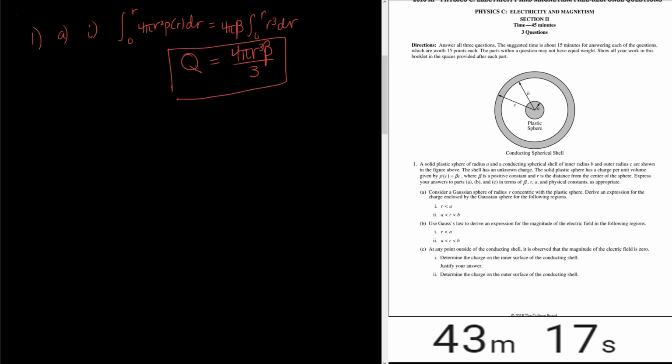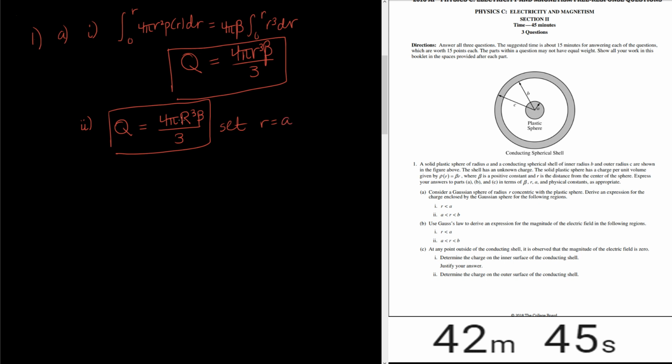This is going to be our expression for the charge contained for part I. For part II, we have r between A and B. Between A and B, there's actually no charge, it's just air. So what we can say is set r to be A, and that's going to be the total amount of charge. And so we get Q equals 4 pi big R cubed beta over 3. This is just setting r equal to A. And I realize I put big R cubed. I meant A cubed here.